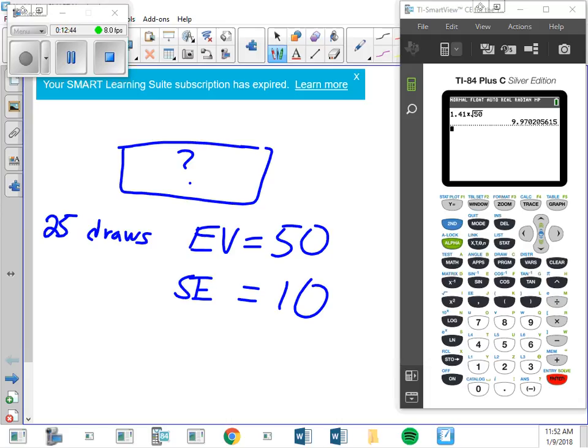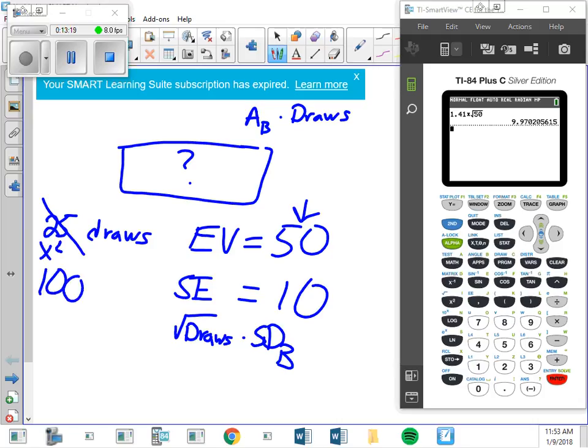Okay? So this right here is the average of the box times the number of draws. And this number right here is the square root of the draws times the SD of the box. If I double my draws from, no, not double, we are going to quadruple. If I change this to 100, I multiplied by 4. Can we calculate the new SE?